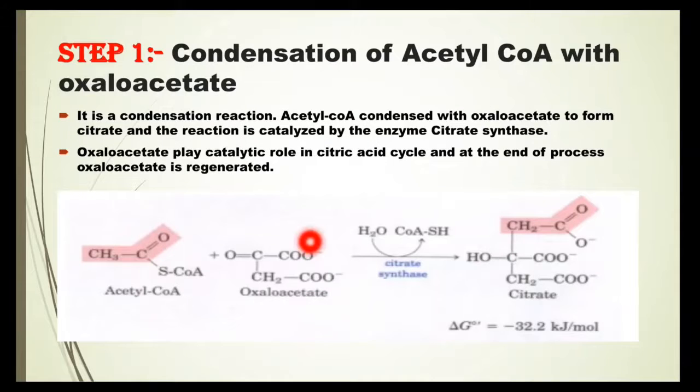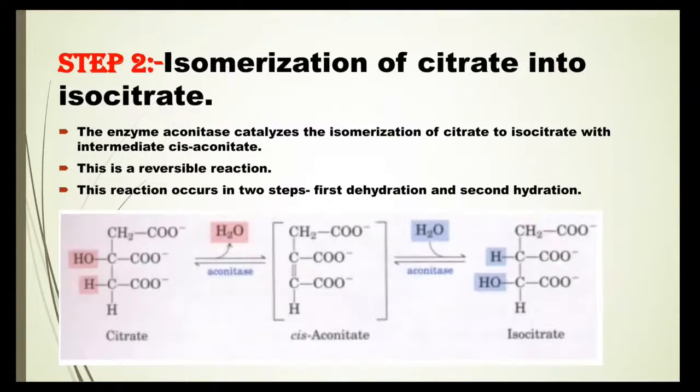Then first step, condensation of acetyl coenzyme A with oxaloacetate. So it is a condensation reaction. Acetyl coenzyme A condenses with oxaloacetate to form citrate, and the reaction is catalyzed by the enzyme citrate synthase. Oxaloacetate plays a catalytic role in citric acid cycle, and at the end of the process, oxaloacetate is regenerated.